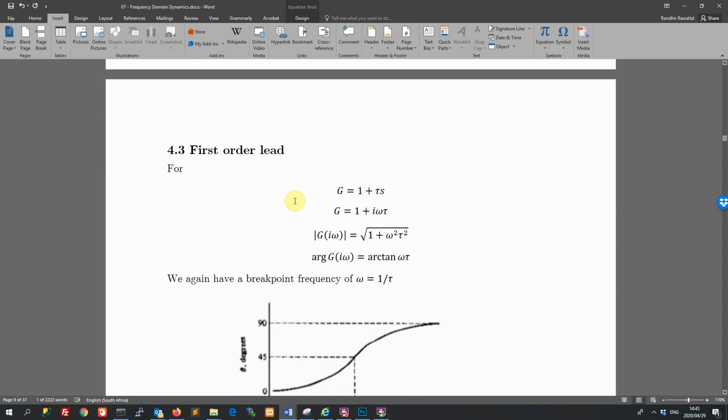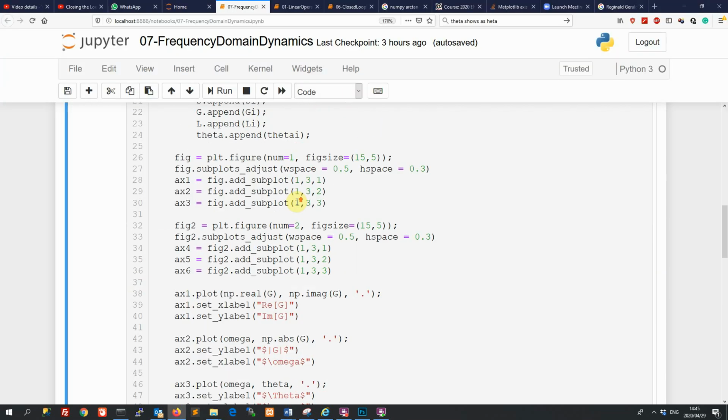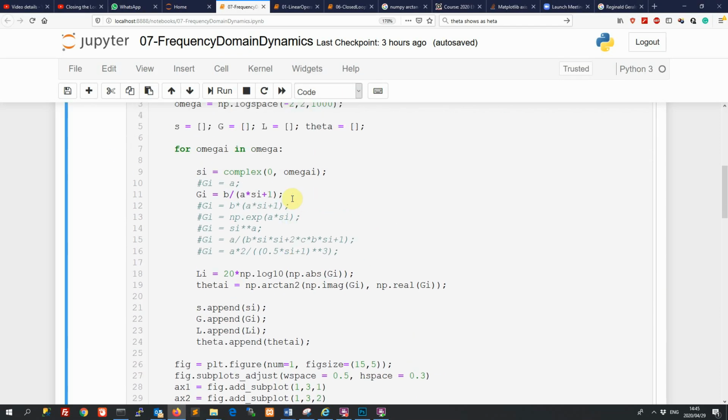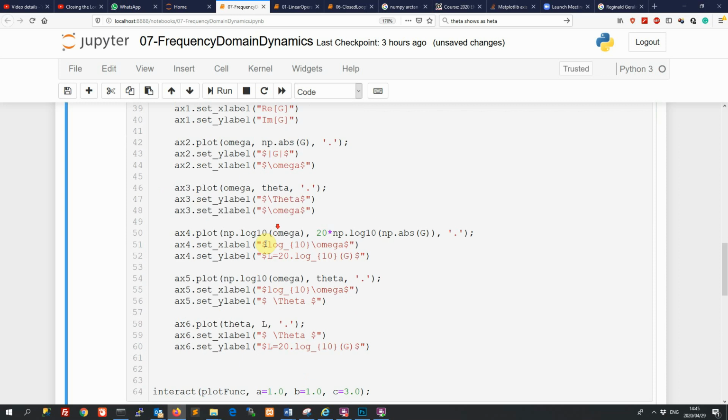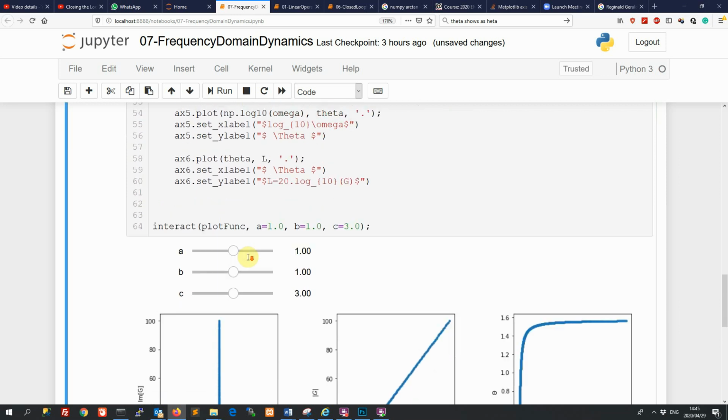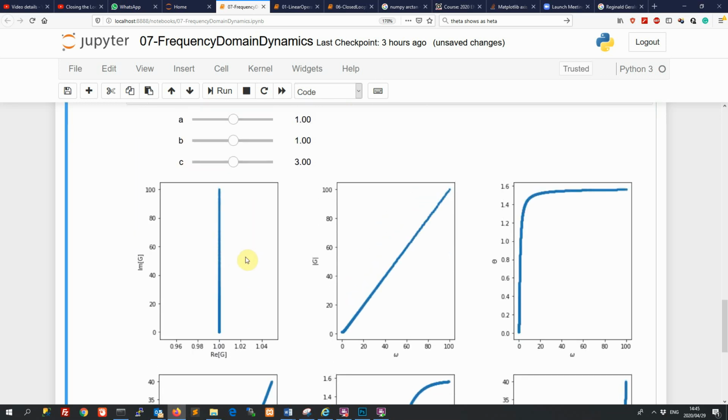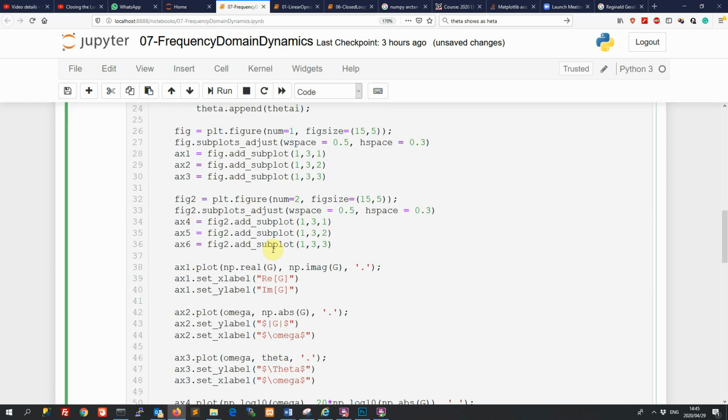Then if we have a first order lead, and those terms lag and lead, they have some meaning, which we'll talk about a bit later. For now, it's B times A times S, right? So B times AS plus 1. And here we have that, let's just run that.